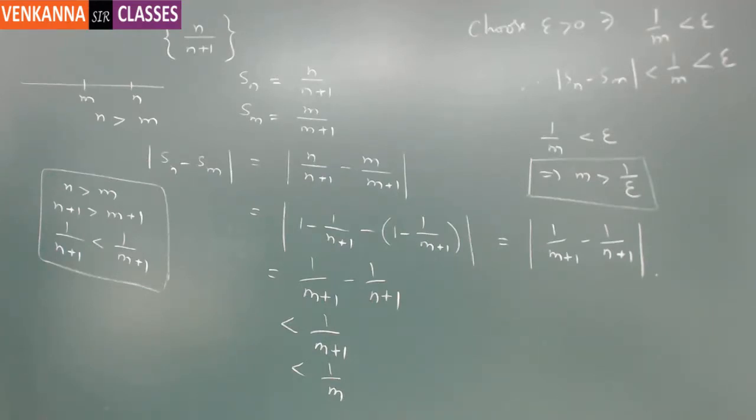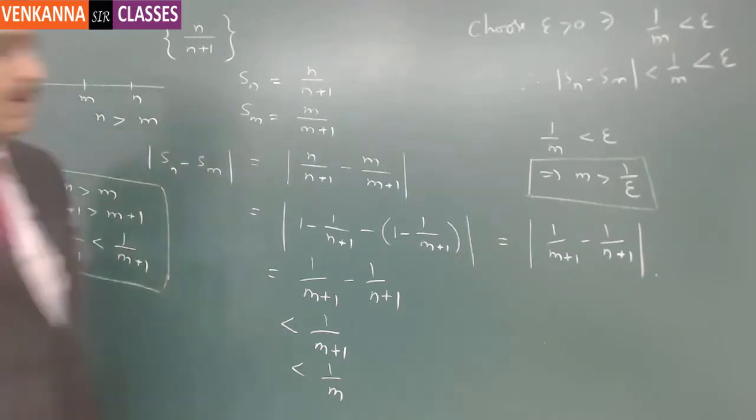Now you can have a discussion: suppose epsilon is equal to 1, then what will be m from that relation of m and epsilon? If epsilon is equal to 1, m is greater than 1, so the integer value is 2. It means that from term number 2 onwards in the sequence, if you take any two values, the difference between them is at most epsilon. That means at most 1.